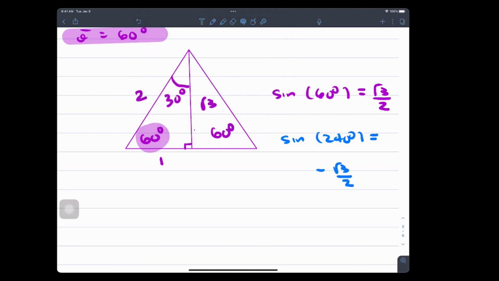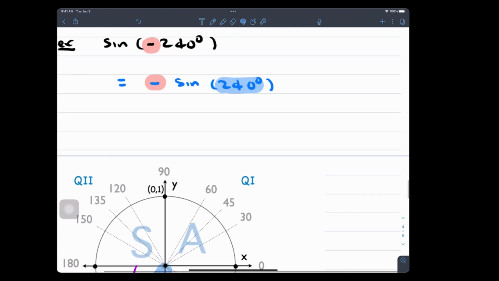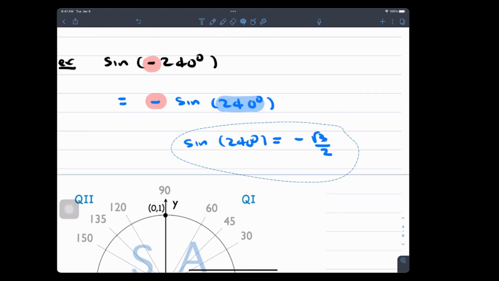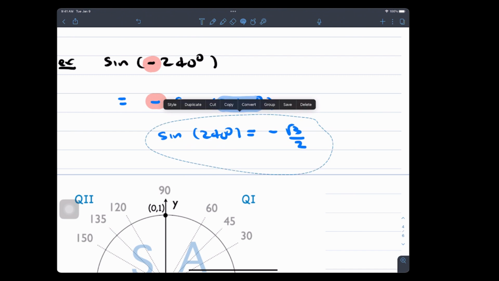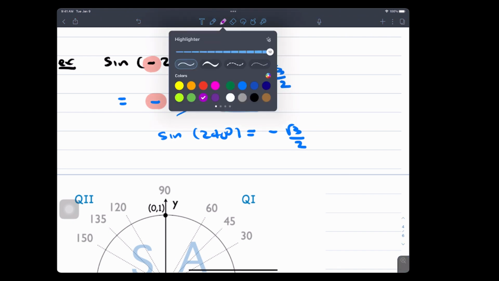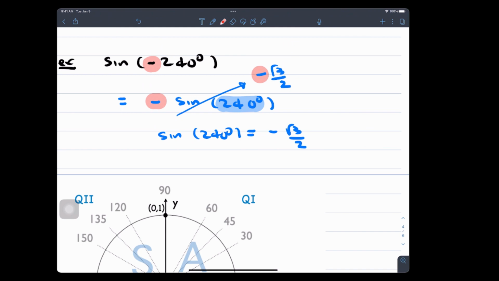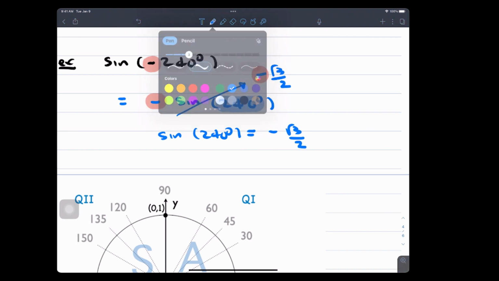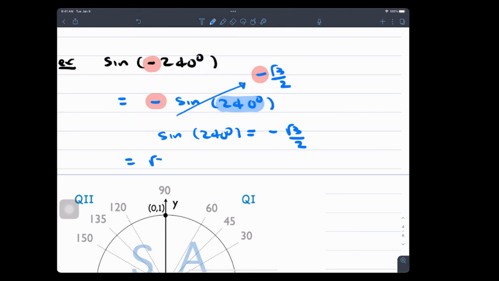Okay. Now, let me do this so you guys know. Let's do this here. You guys okay with that? What does that mean? How do I put this together? That means this becomes what? So this is a negative times a negative. What's a negative times a negative? Final answer will be what?